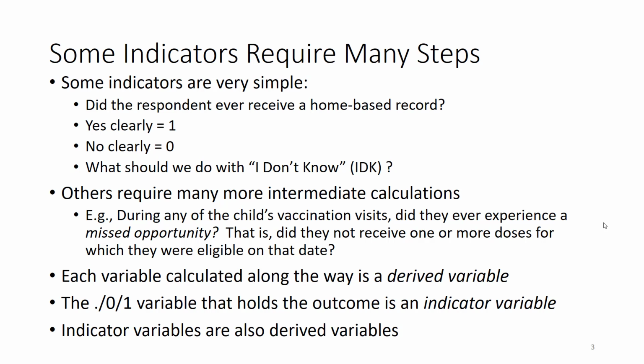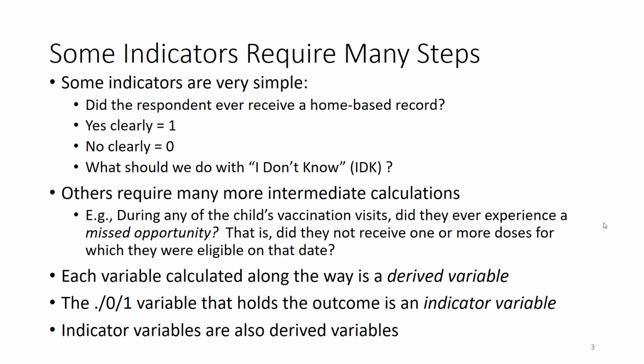Other indicators require many more intermediate calculations before you get to that final 0-1 variable. One quite complicated indicator has to do with missed opportunities. There are several complicated missed opportunities indicators. So if we're trying to calculate, during any of this child's vaccination visits that are recorded on their card, did they ever experience a missed opportunity? And by that we mean, did they come in and they didn't receive one or more of the doses that they were eligible for on that visit date?